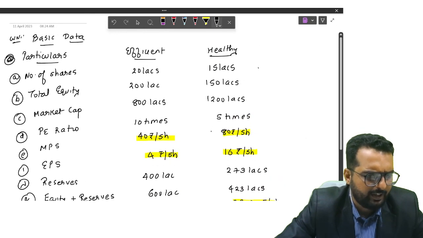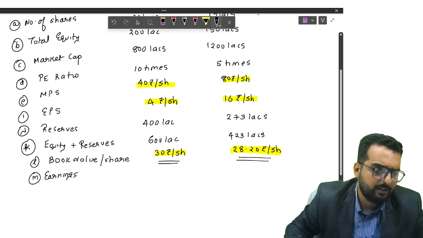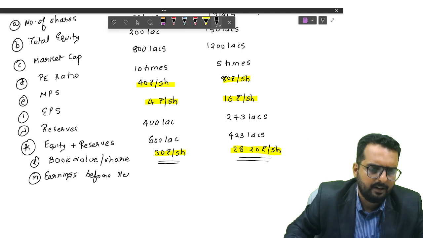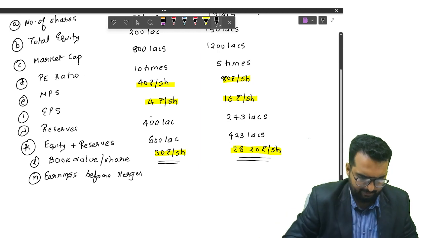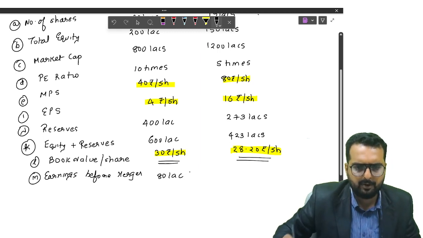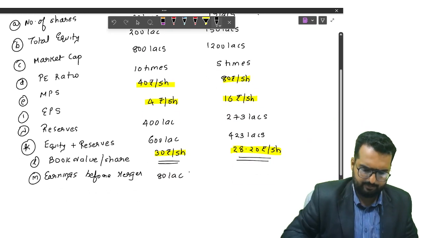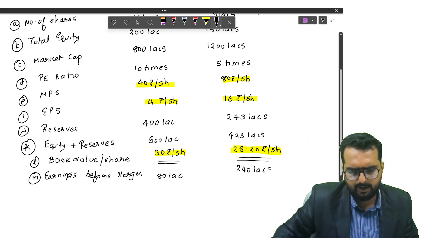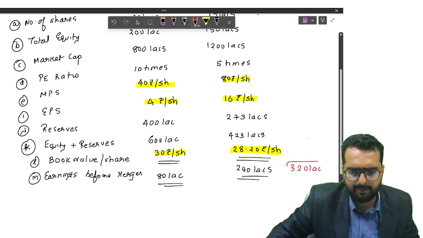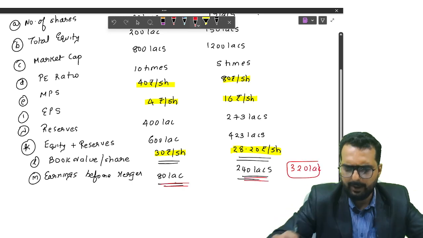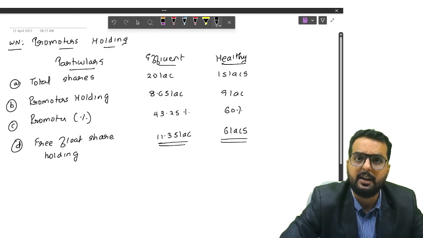One more thing we can find out here itself: total earnings before merger, because this is important for EPS and other calculations. EPS is 4 rupees and the number of shares is 20 lakhs, so you'll get 80 lakhs. The other one would be 16 rupees into 15 lakhs, 240 lakhs. If I add up these two, I get 320 lakhs as my total earnings before merger. Okay, perfect. So we have got all the basic data.